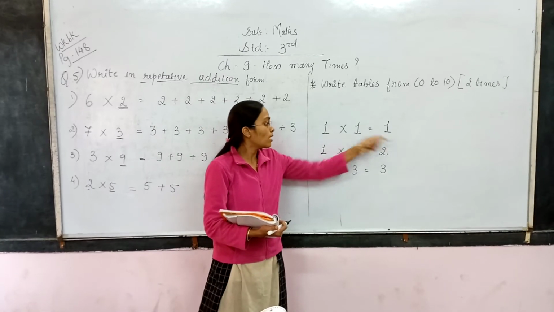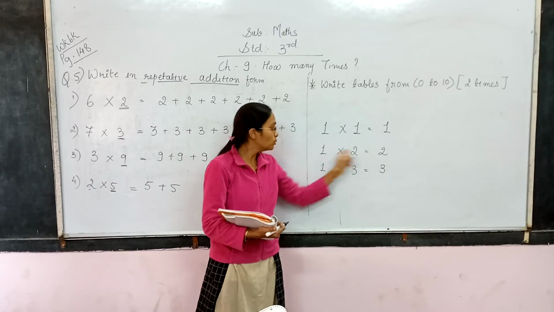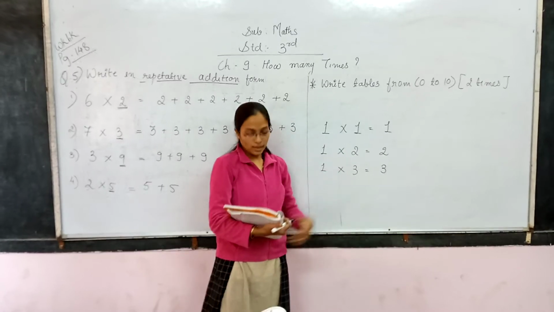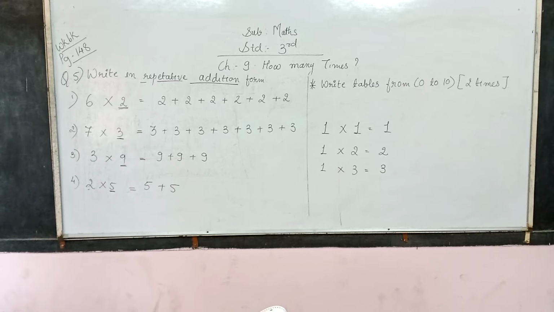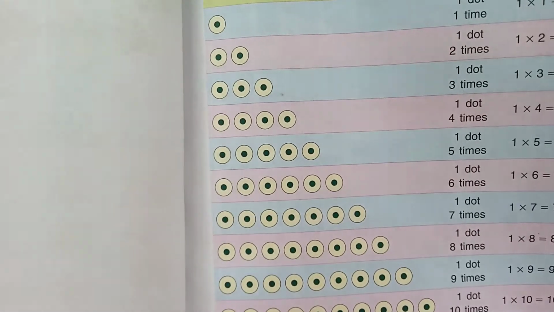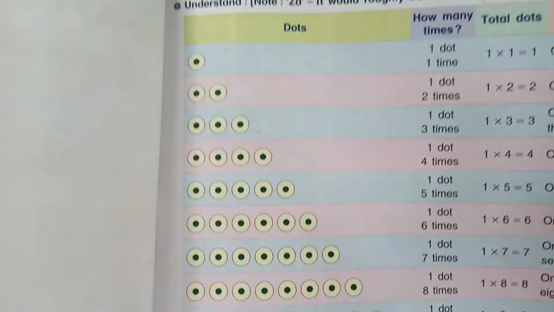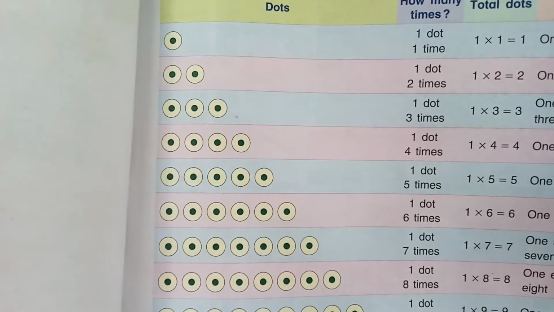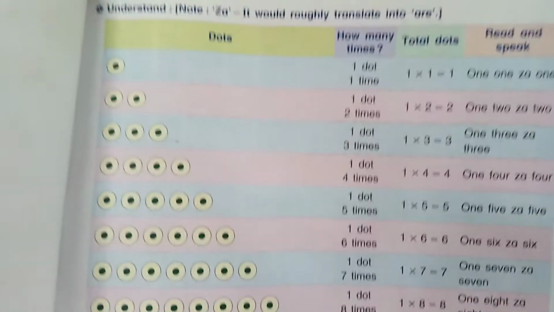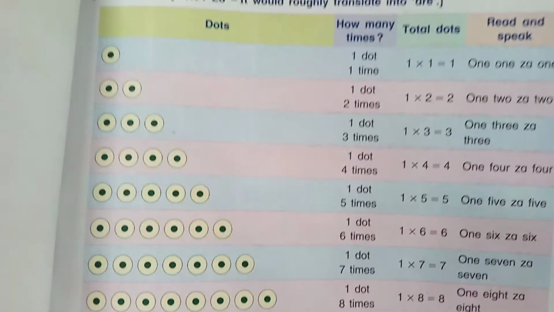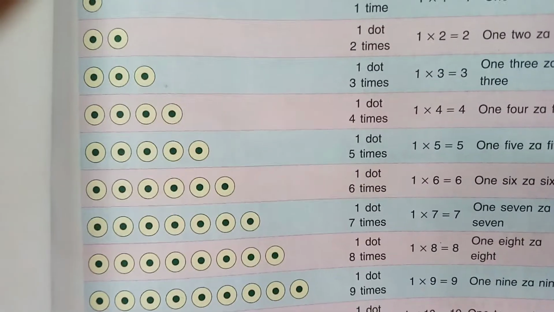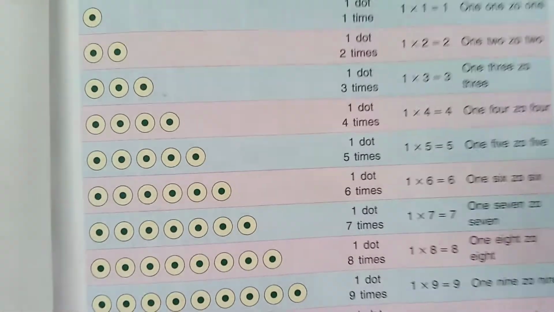1 ones are 1. 1 twos are 2. 1 threes are 3. Like this you have to read. Here the dots are given in your workbook. Here you can see dots are given. And how many times this dot is repeated, total dots, and then read and speak. 1 ones are 1, 1 twos are 2, like this it is given till 10.